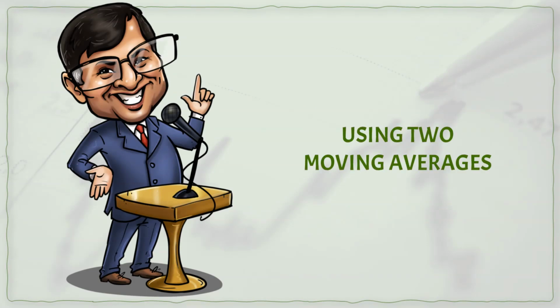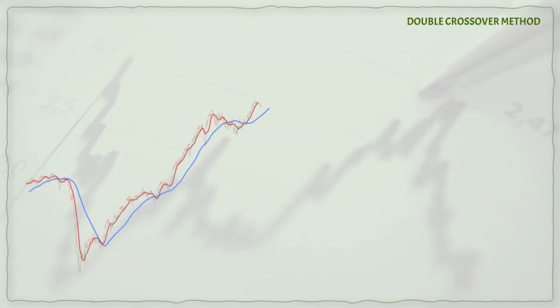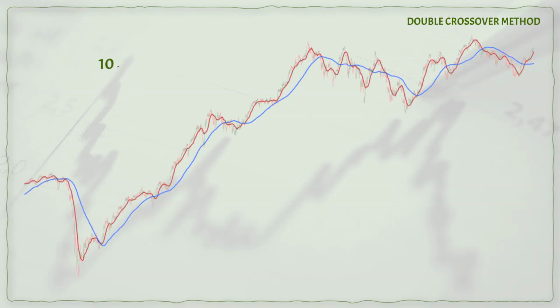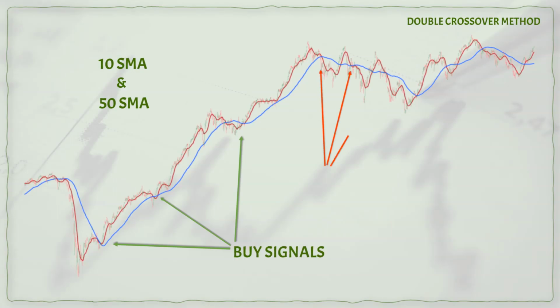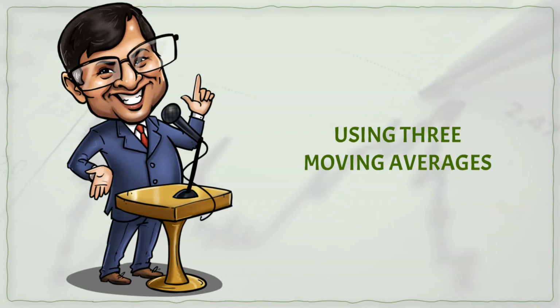Using two moving averages to generate signals. This technique is called the double crossover method. Here two moving averages are plotted. A shorter period moving average like a 5-period MA, and a longer period moving average, like a 20-period MA, or the more popular 10 and 50-period moving average, are plotted together on the same chart. When the shorter period moving average crosses above the longer period moving average, a buy is signaled, and when the shorter period moving average crosses below the longer period moving average, a sell signal is generated. Using two moving averages will show fewer whipsaws, but it will also lag behind the market when compared to the single moving average.